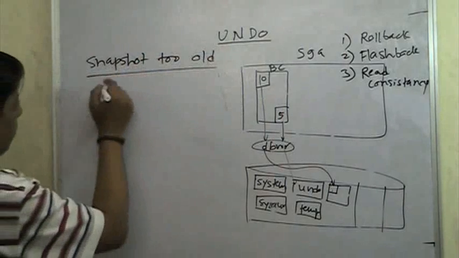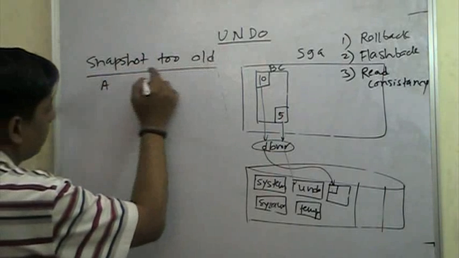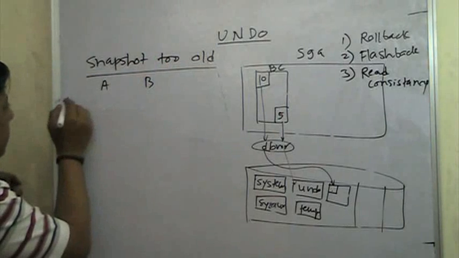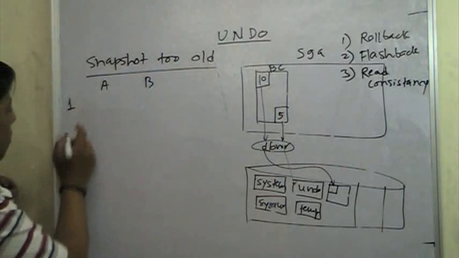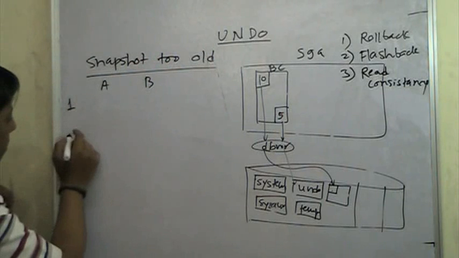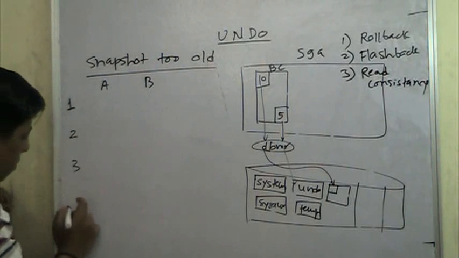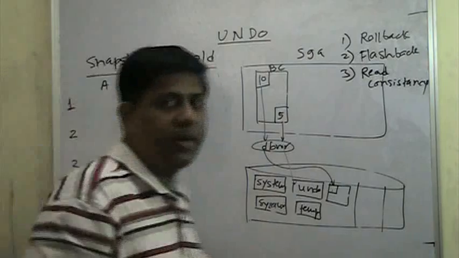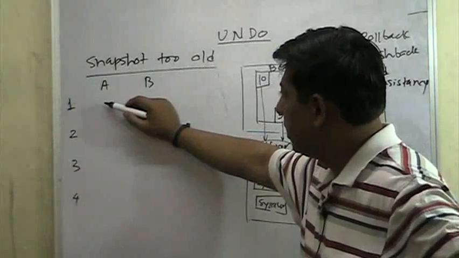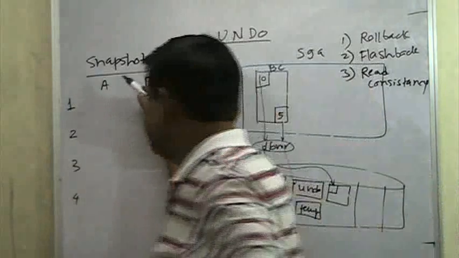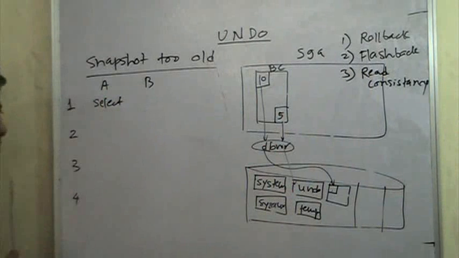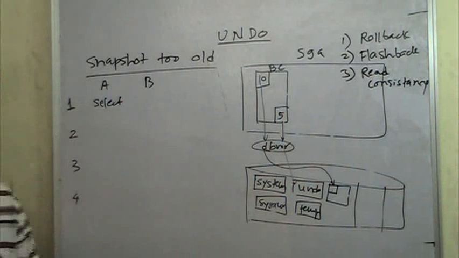So let us say there is one user A and another user B. This is the timeline. I am just going to take hypothetical times: 1 o'clock, 2 o'clock, 3 o'clock, 4 o'clock. They are moving in time. User A has started a query, a select statement, at 1 o'clock.